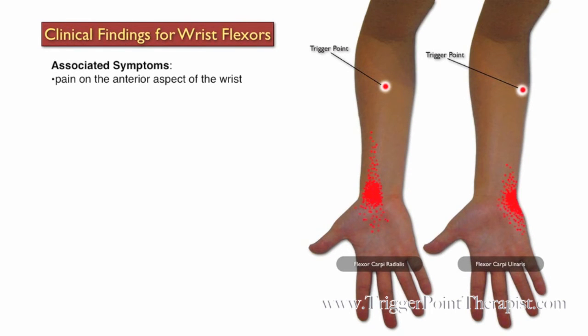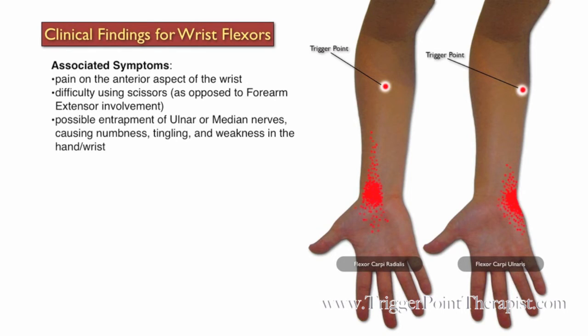Symptoms associated with trigger points in the wrist flexors include pain on the anterior aspect of the wrist, difficulty using scissors as opposed to forearm extensors involvement, and possible entrapment of the ulnar or median nerves, which causes numbness, tingling, and weakness in the hand and the wrist.